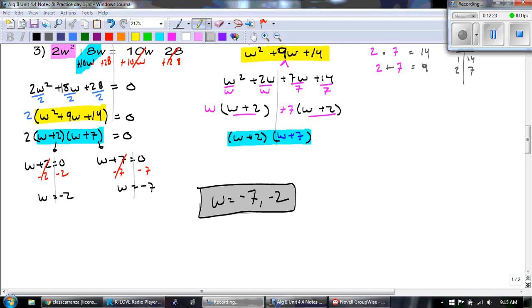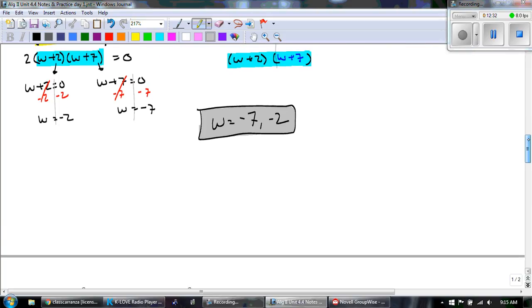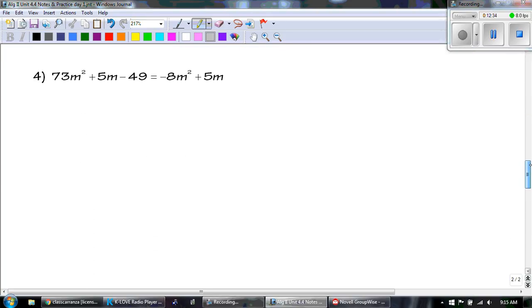Okay, so you should have gotten your two answers of W equals -7 and W equals -2. Notice how I wrote my final answers in increasing order. All right, number 4.